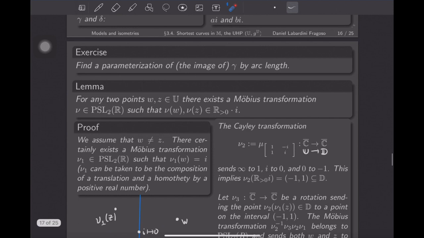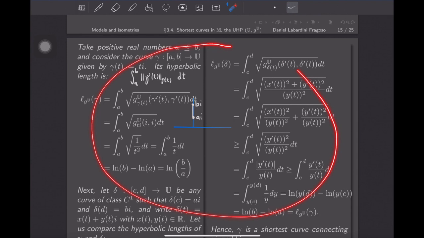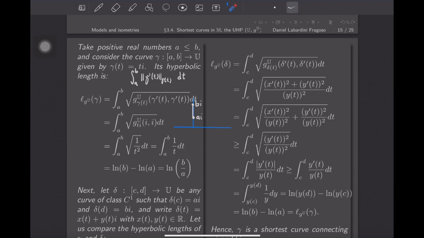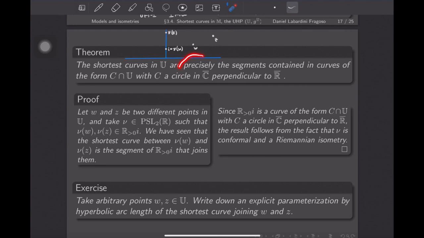Somehow it's already hidden here in these computations. So for the first part of the exercise, it suffices to show that this curve, up to reparametrization, is the only curve from A_i to B_i, the only shortest curve from A_i to B_i. So it's enough to show that. And second, it is indeed the case. So we indeed found all of them, all shortest curves.